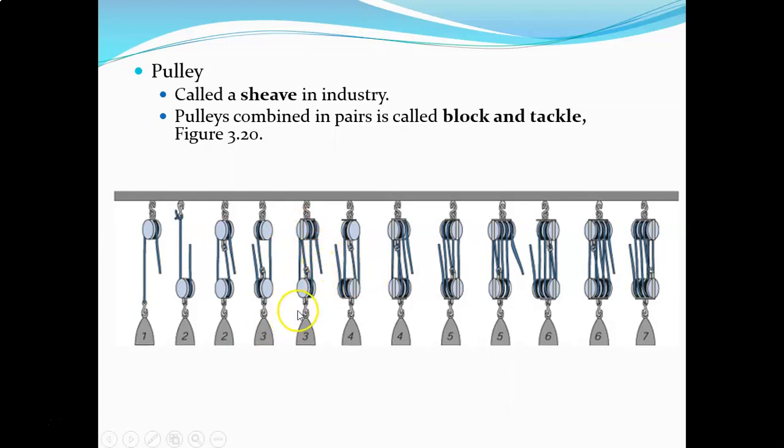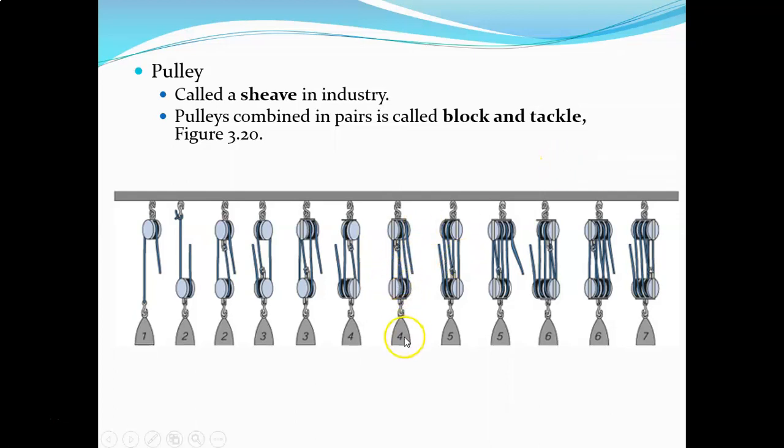So if we look at example 5, we've got 1, 2, 3 ropes that are supporting the load, and we're pulling down on this one, so we don't count our pull rope in this situation. So we've got three ropes supporting the load, mechanical advantage of 3. Let's skip over here to example 7. It's about in the middle.